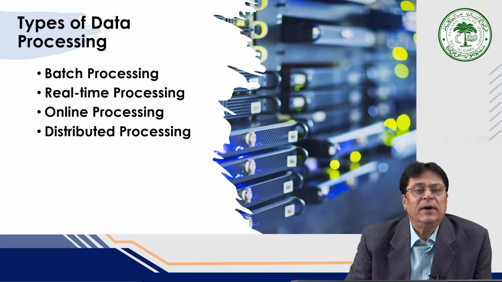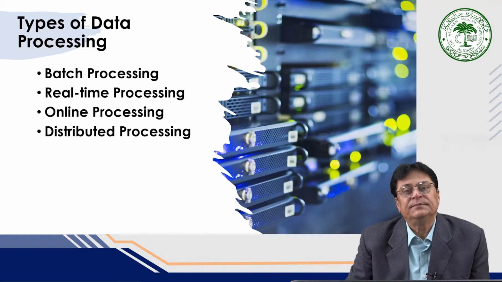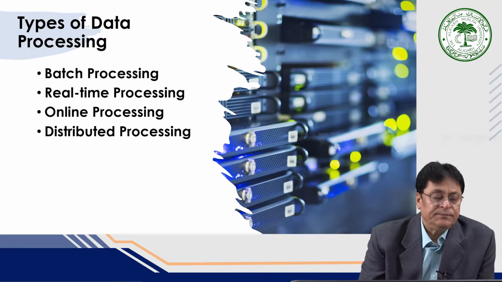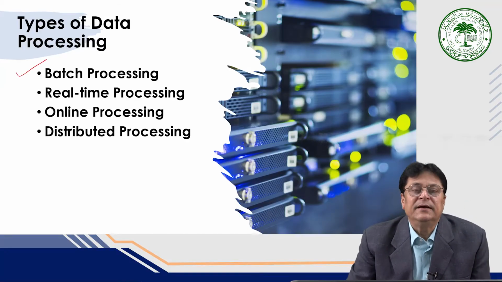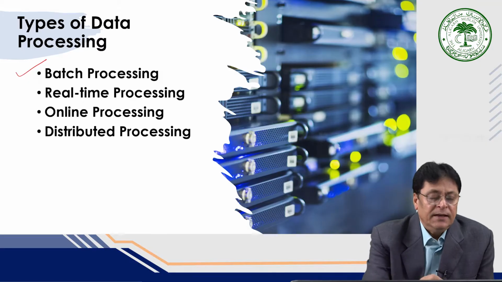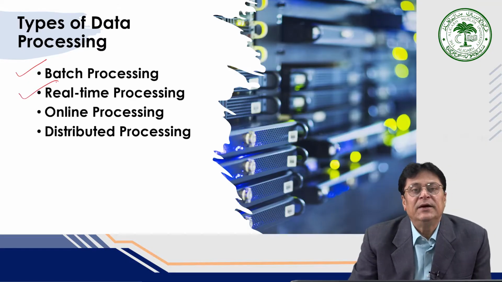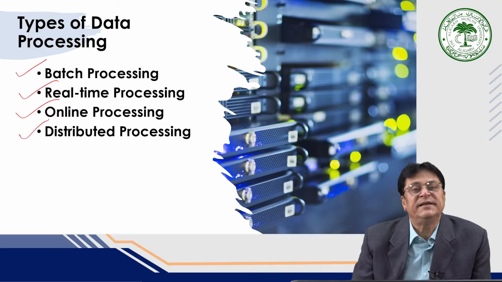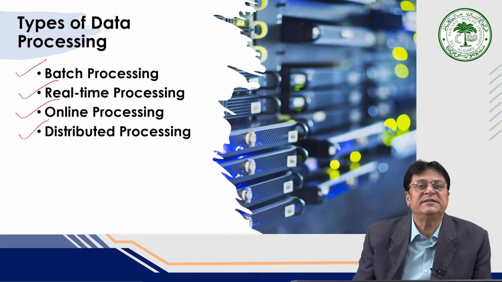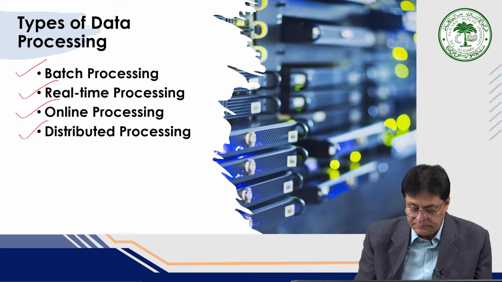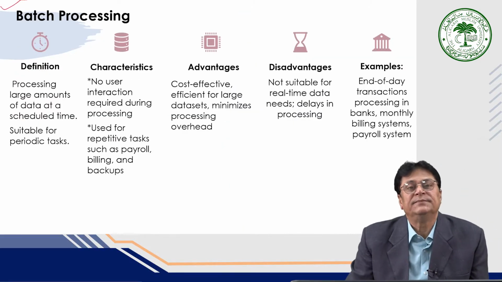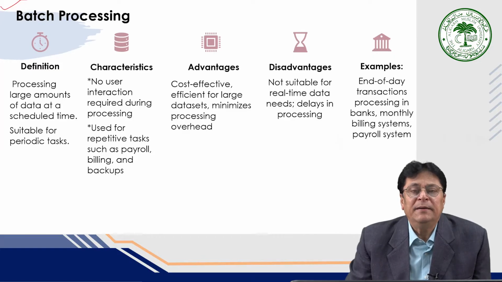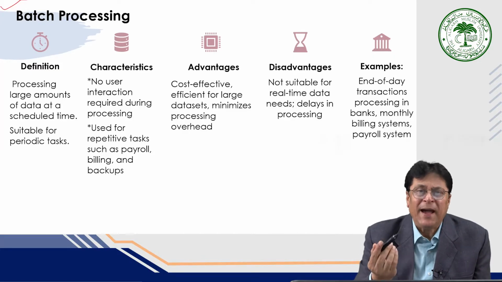Now, what are the types of data processing? As you can see, there are four main types of data processing. One is batch processing, real-time processing, online processing, and distributed processing. We'll discuss these concepts one by one. We begin with data processing in batch mode or batch data processing.